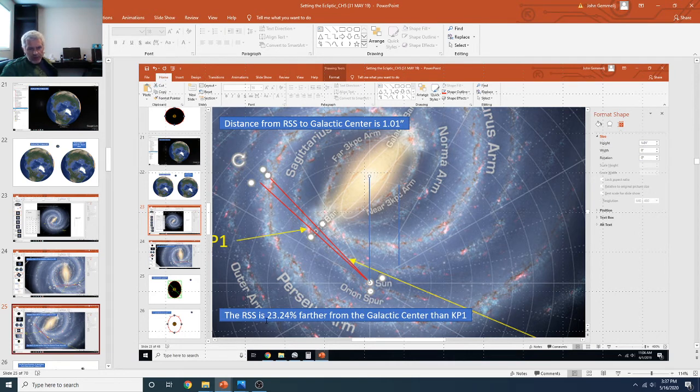The RSS is 23, and I know this is not the same RSS that NASA uses, which is some kind of scale of something, or rate, or something like that. Okay. Now, okay, the RSS is 23.24% farther from the galactic center than known point 1. Not really sure what that had to do with anything.